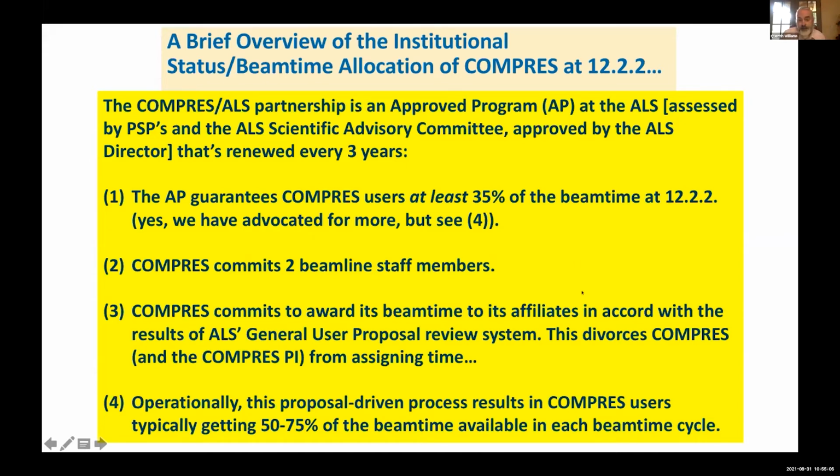The great thing about this proposal process is that we have a very strong community who are anxious to get time at the Advanced Light Source, which actually results in COMPRES users getting between 50 and 75% of the beam time in each beam time cycle. That's actually dropping with time because we've become very popular among chemistry and more physics-oriented users.